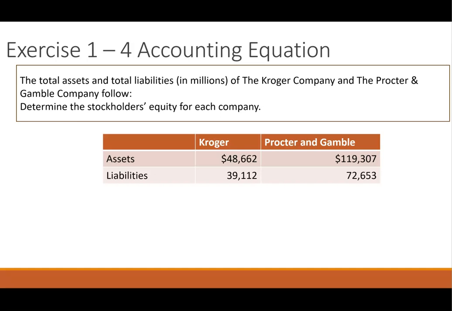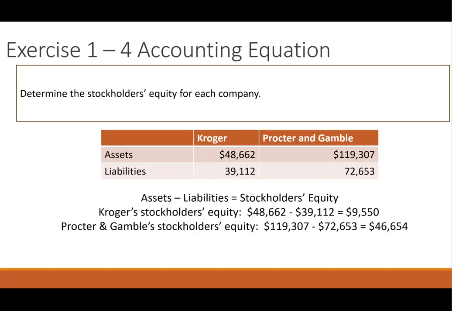Here's another exercise. The total assets and total liabilities in millions of the Kroger Company and the Procter & Gamble Company are shown. So remember that accounting equation, assets equal liabilities plus stockholders' equity. Our job, if we have the assets here, we have the liabilities, our job is to figure out the stockholders' equity of a company. So if assets equal liabilities plus stockholders' equity, wouldn't it make sense that assets minus liabilities would equal stockholders' equity?